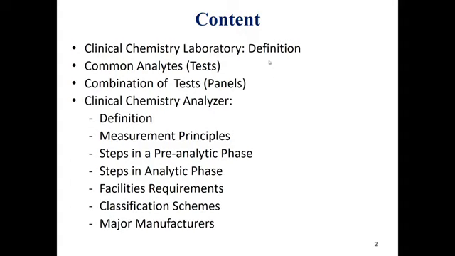The first point will be a general definition for a clinical chemistry laboratory. Then we will talk about the common analytes and combination of tests, also known as panels or profiles. Then we will talk about the clinical chemistry analyzer. Firstly, a definition for a clinical chemistry analyzer. Then we will talk about the measurement principles, steps in the pre-analytic phase, steps in the analytic phase, facilities requirements, classification schemes, and finally major manufacturers.